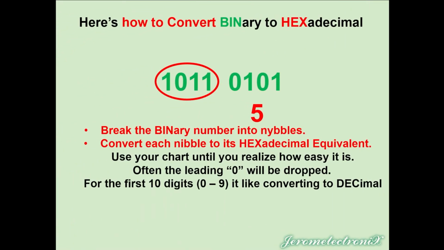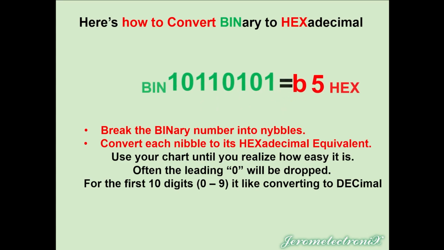Let's go back there and draw that in. And so 1011 is a B. So really all we had to do to convert 10110101 from binary to hex is break it into nibbles and find the value of each one on the chart. 1011 is the value of B, 0101 is the value of 5. Put them together, you've got the hex equivalent.